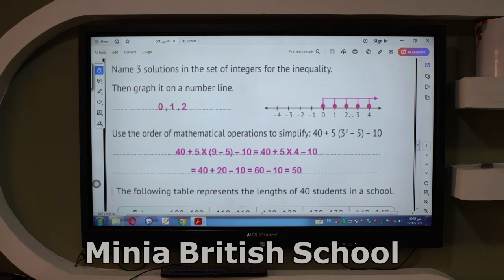If I told you to find the inequality that represents this number line, these numbers from 0 and all positive numbers, I can say the inequality that represents this number line is x greater than or equal to 0, or I can say x greater than -1 without equal, because I don't have -1 here in the solutions.